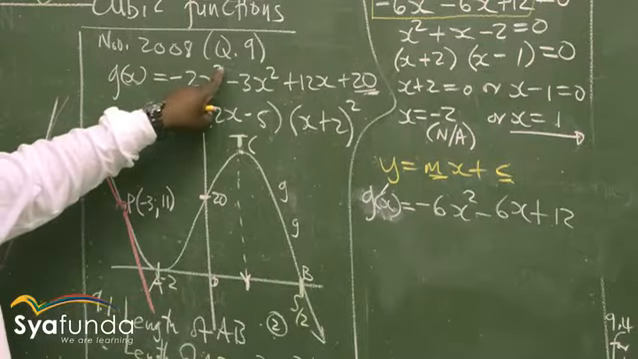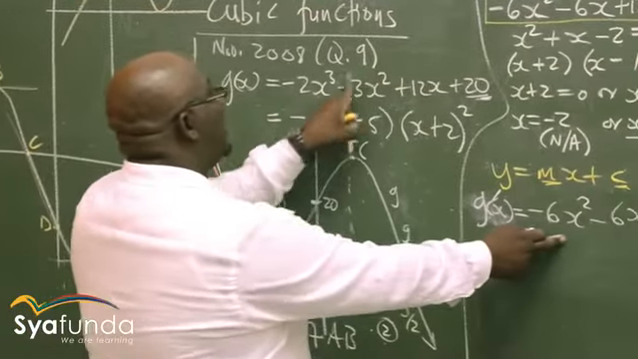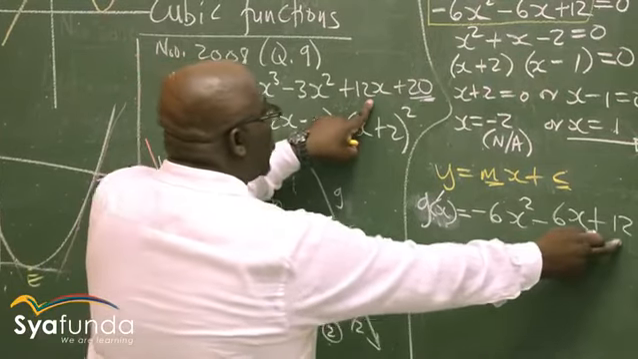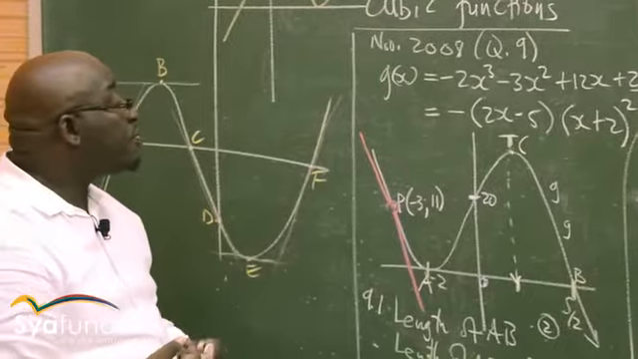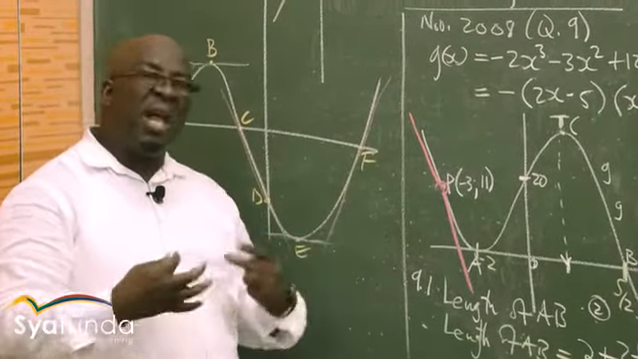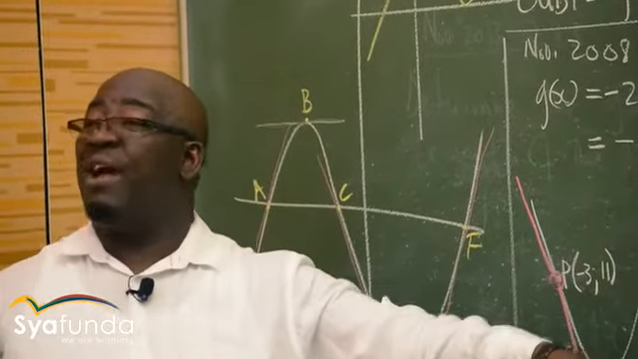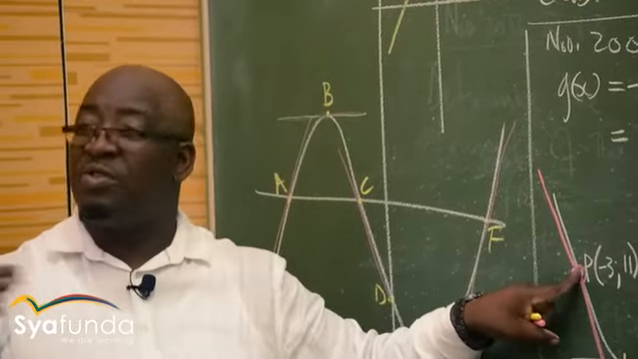It came from here, this times this, it's minus 6x, which is this one. This times this, it's minus 6x, which is this one. Differentiate 12x, it becomes 12. Differentiate the constant, it becomes 0. That's where it came from. That is the gradient anywhere on this graph. But we are specifically looking for the gradient where x is equals to minus 3.